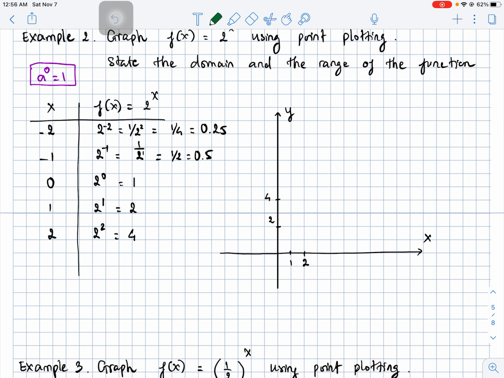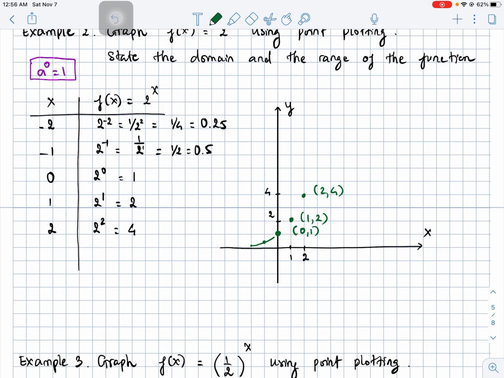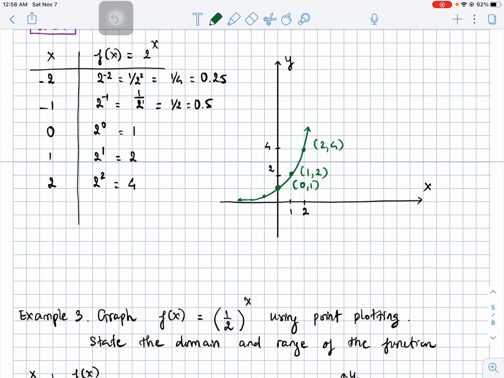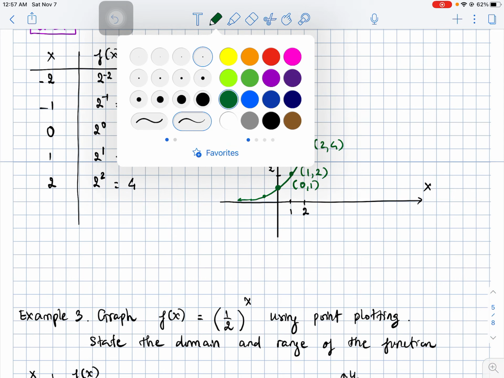Now we plug in the numbers. I'm going to plug in the 0 first. So 0, 1; 1, 2; 2, 4; negative 1 and 0.5; and then negative 2, 0.25. And then we connect them. And that's it. We got the graph. And I draw the arrow because we can make positive 3, negative 3, and so on.